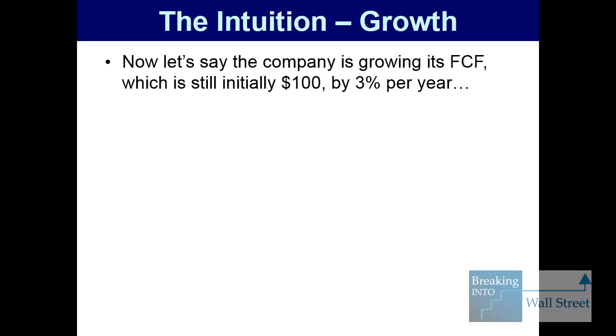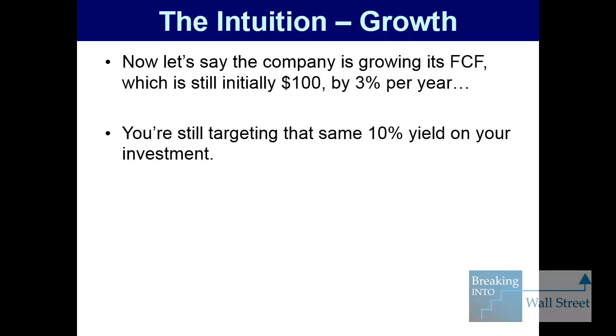So now let's say the company is actually growing its free cash flow. It's still initially $100, but now it's growing that free cash flow by 3% each year, just to give us a low, relatively straightforward number to work with here. Now, you're still targeting that same 10% yield on your investment. So we're still using the same numbers here.